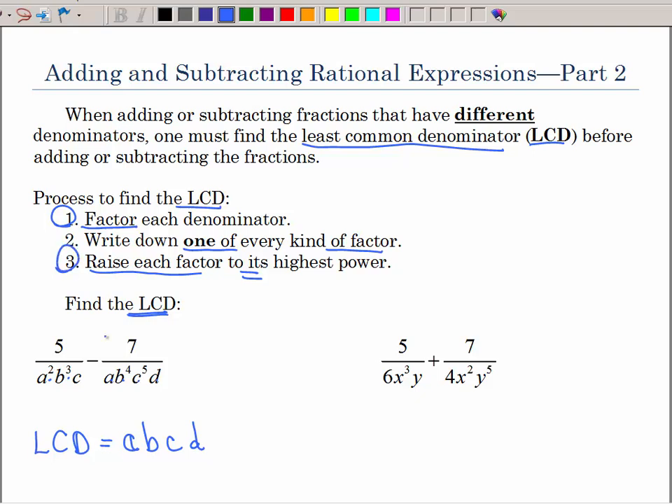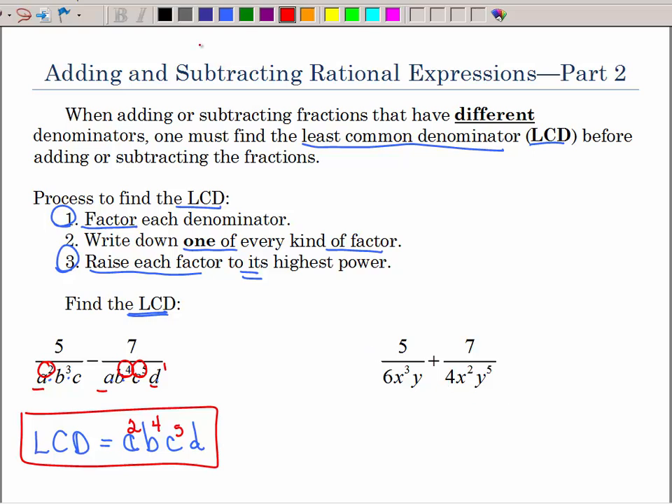Then we want to raise each factor to its highest power. So let's look at A. The highest power is a 2, so I'm going to put a 2, or A squared. On B, the highest power is a 4, so I want B to the 4th. C, the highest power is a 5, so I want C to the 5th. And since there's only a D to the 1st, then we keep a D to the 1st. And that's our least common denominator for those two fractions.